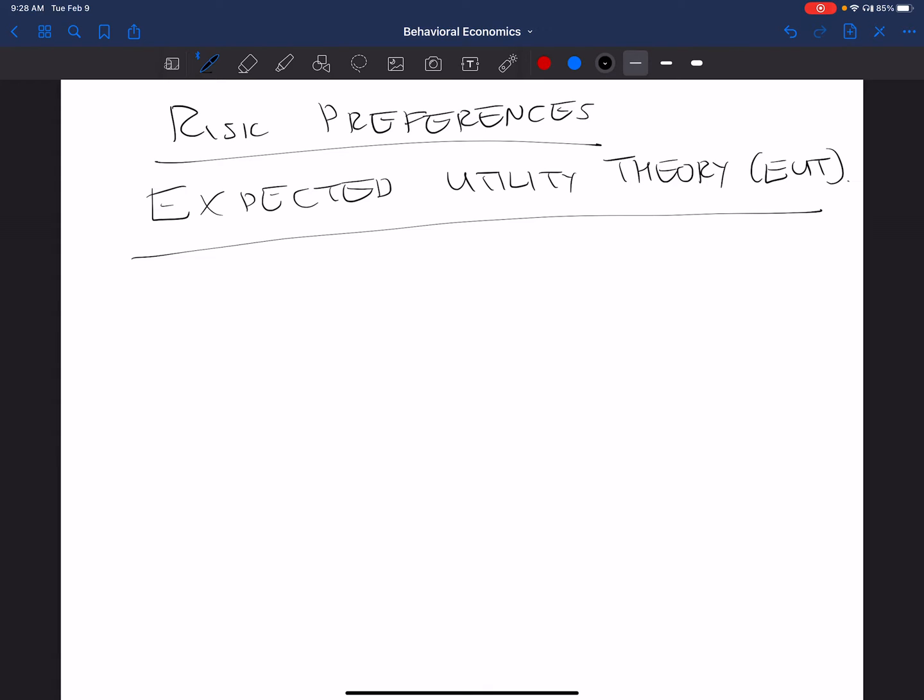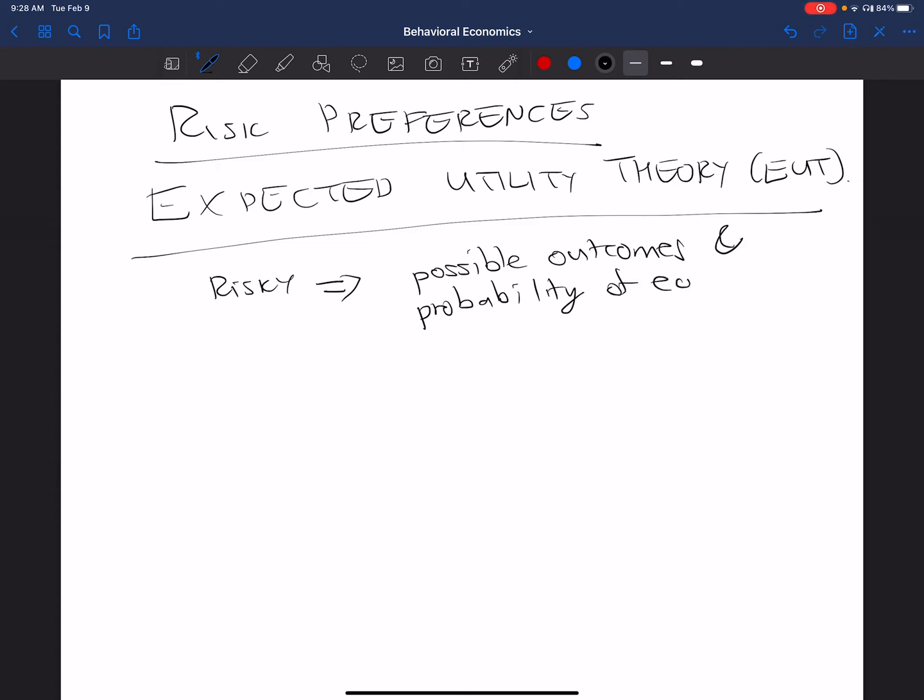And the first thing that we have to say is to think about what we mean by risk. So we separate two things. A risky situation is one in which there are several possible outcomes and the probability of each is known. Okay, so that's a risky set of outcomes. There are possible outcomes or prospects, as we'll say, and the probability of each is known.